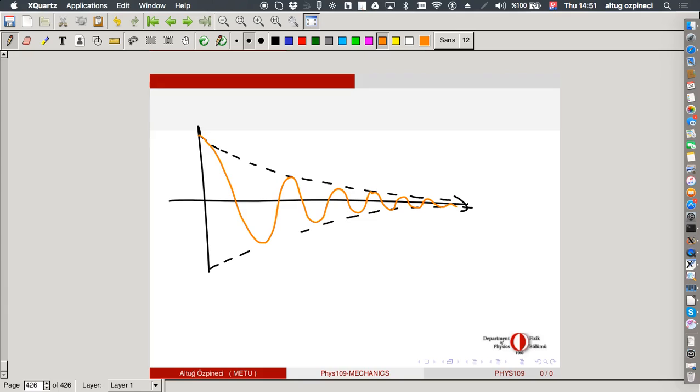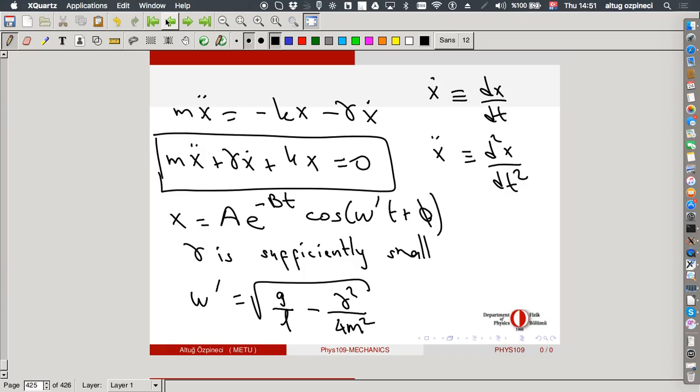And this is actually what we observe over here. Well, it's still oscillating, so the damping is quite small. But you see, the amplitude very slowly goes to zero. Now there are a few other cases. This is the solution if gamma is sufficiently small.